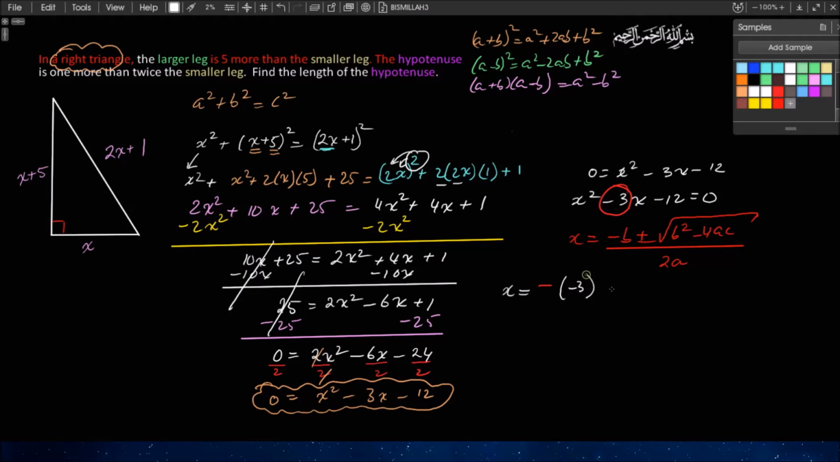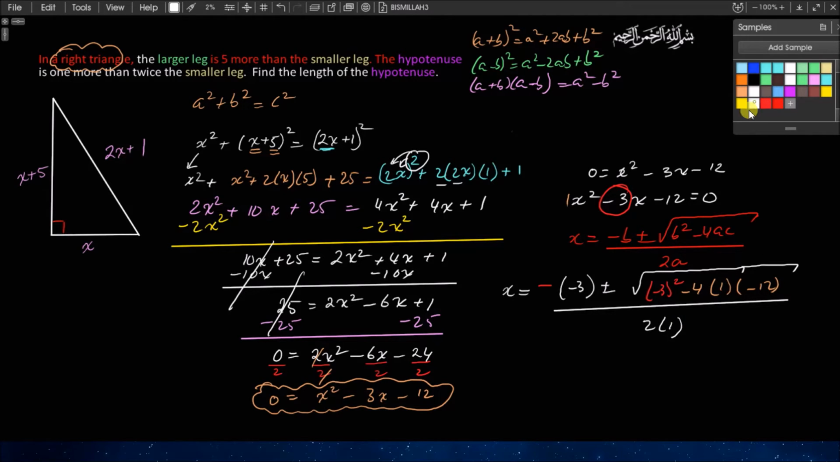of negative 3. Okay, plus or minus square root of b squared. Now b squared again is negative 3 squared, minus 4 times a, which is just 1, times c, which is negative 12. Alright, so my square root sign didn't go, there we go. Now we're good. Over 2 times a, which is again just 1. Alright, now I just have to simplify this. This is going to be 3 plus or minus square root of 9 plus 48, which is 57, over 2.